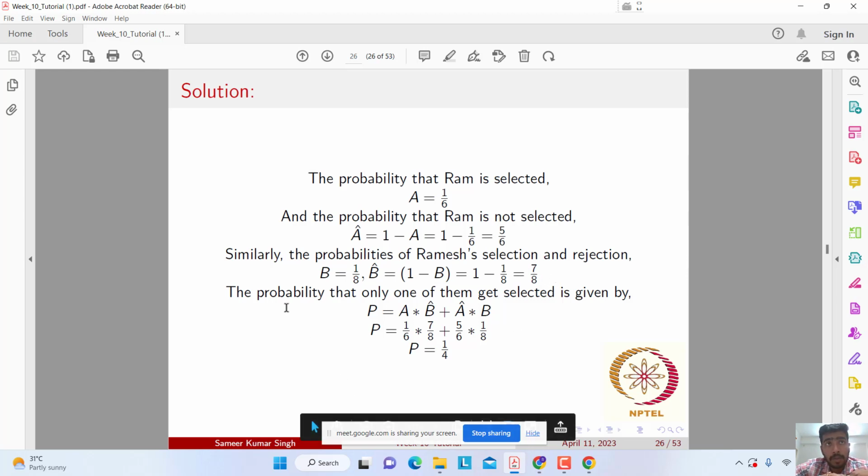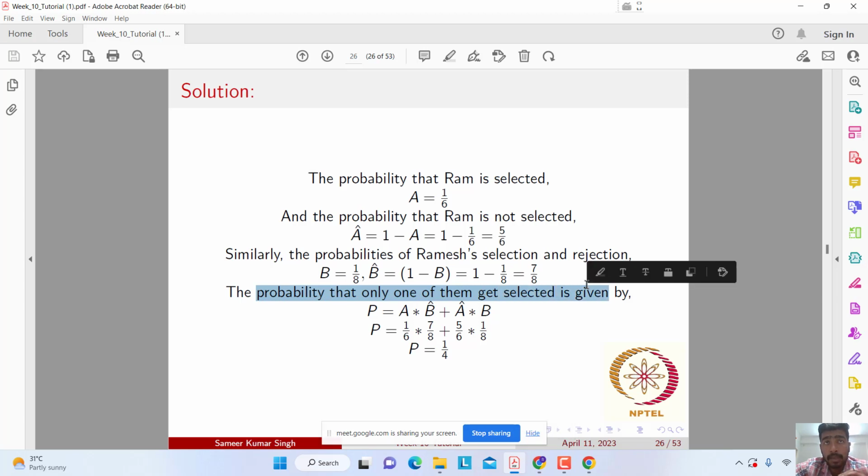Now we have to find the probability that only one of them gets selected. Either Ram will be selected or Ramesh will be selected. If Ram is selected, then Ramesh will not be selected. Similarly, if Ramesh is selected, then Ram would not be selected. So we just put in the values, and the answer will become 1 by 4. Is it clear to everyone? Okay, can we go for the next?